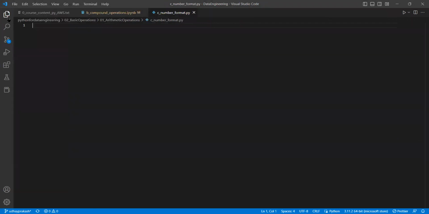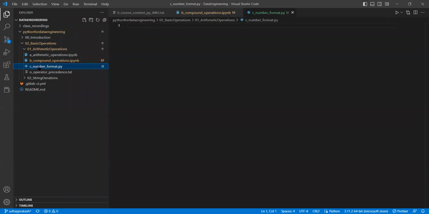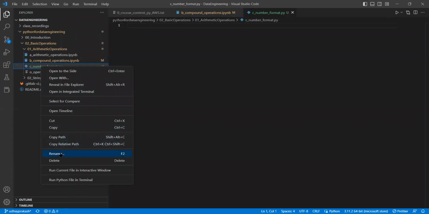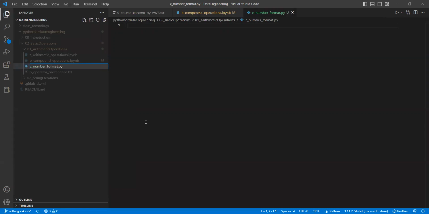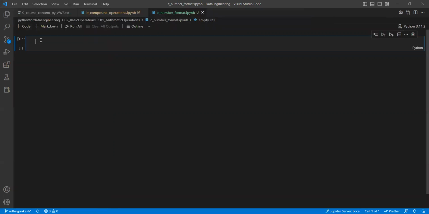I just created a Python file, a .py file. Now I want to create an IPython notebook. Then what do I need to do? As I told earlier, and I am repeating, instead of .py, I need to replace it with .ipynb, IPython notebook. See, the moment I changed the file format, did you see the syntax changed? That's how Jupyter Notebooks work.